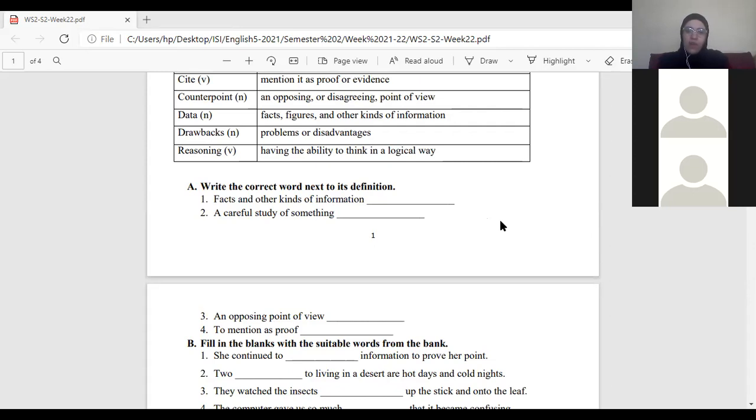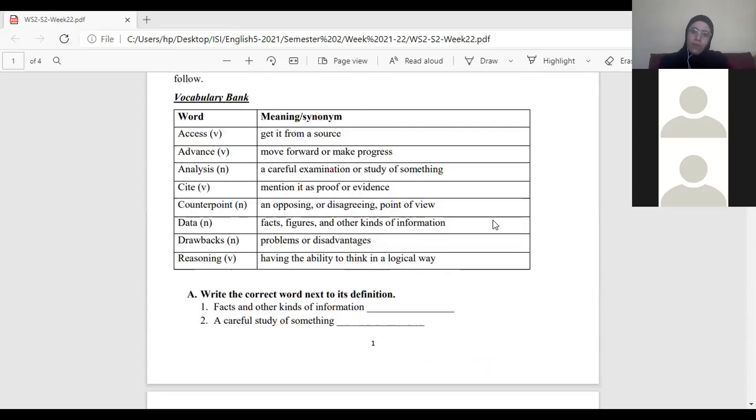Yes. Meskan, let's solve exercise A together. Write the correct word next to its definition. Which word means facts and other kinds of information? Do you know which word means facts and other kinds of information? Data. Data, yes, excellent. So the first one is data. Thank you, Brahim.